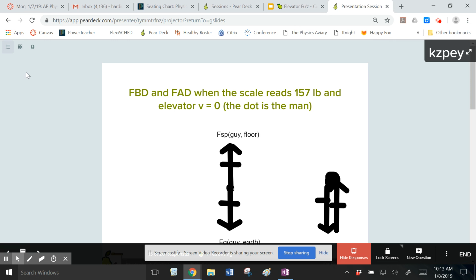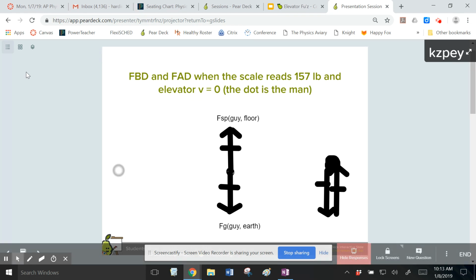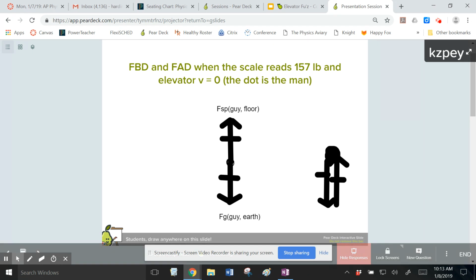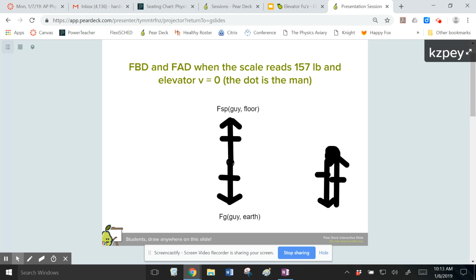All right. So we take a look at a couple of these. We've got F smoosh poosh, guy comma floor, and FG, guy comma earth. And you see there's tick marks on these arrows. So when you fab these arrows, you end up back at the beginning.